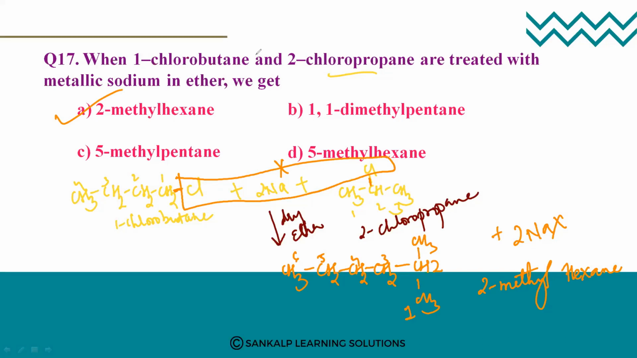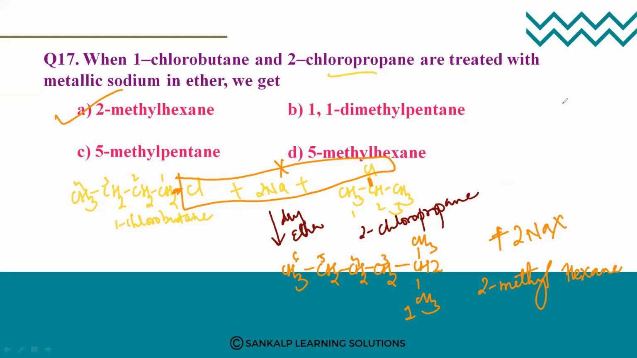They have given the name of the compounds. We just have to write the structures. So for 1-chlorobutane and 2-chlorobutane, we know the side product obtained is sodium halide. So this will be the type of elimination it will undergo. This side will be joined with this side. So 2-methyl hexane is the product which is obtained. I hope it is clear.